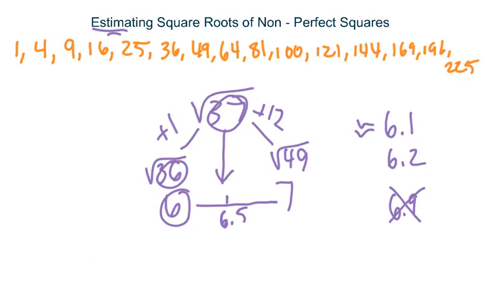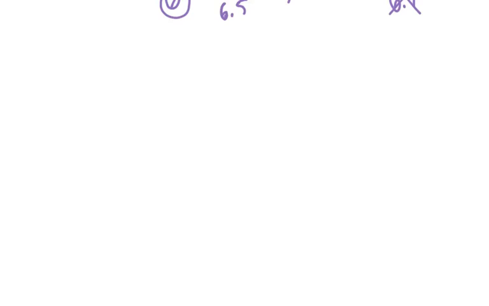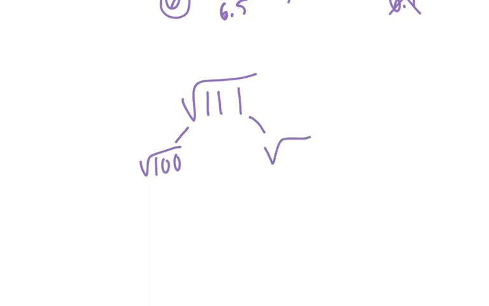So let's try another one together. Let's try the square root of 111. So I look for the two perfect squares right around the one I'm looking for. So this would be 100, and this would be 121. So that means it's somewhere between 10 and 11. Your non-perfect square roots are always going to be decimals. So I have to see, what is this closer to?